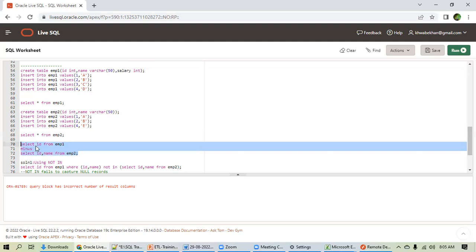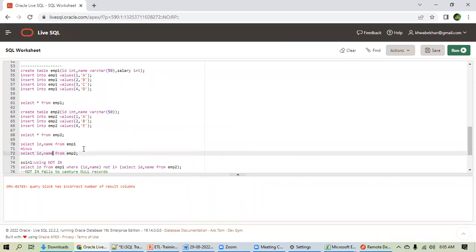SQL engine is just bothered about this query, how many columns you mention in it. I'm talking about this query. If I write select ID, name from EMP1 minus select ID from EMP2, will it work? ID, name from EMP1 minus only ID. This one you're telling? Okay.